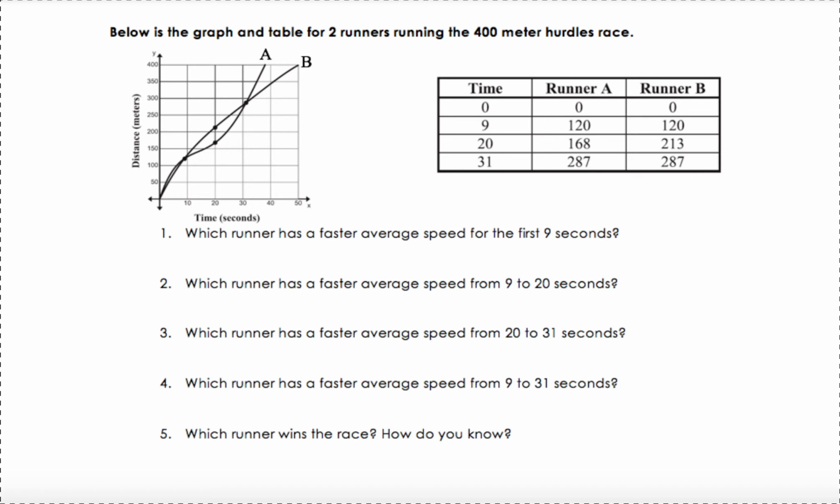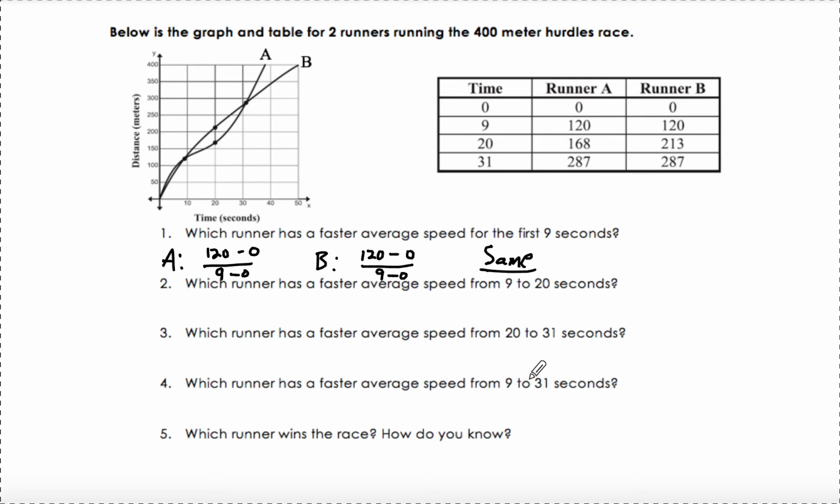All right, let's quickly run through this. Which runner has a faster average speed for the first 9 seconds? For the first 9 seconds, looking at runner A and runner B, if I do A first, I would have 120 minus 0 over 9 minus 0. And runner B, I would have 120 minus 0 over 9 minus 0. We can use our graph there to find this point, or the table. Turns out they have the same average speed over that first interval.